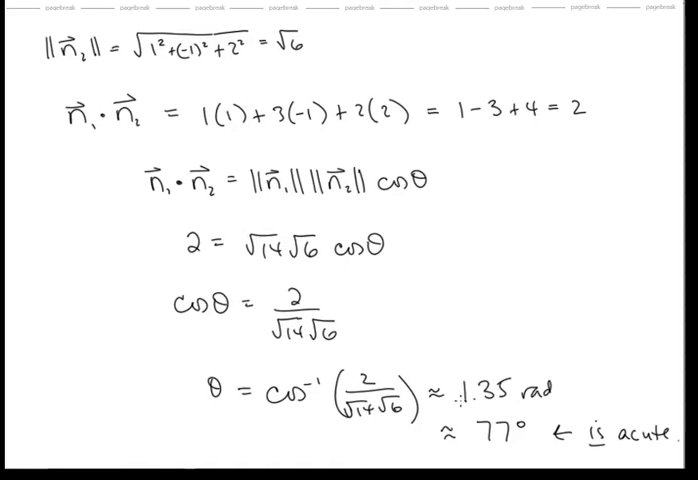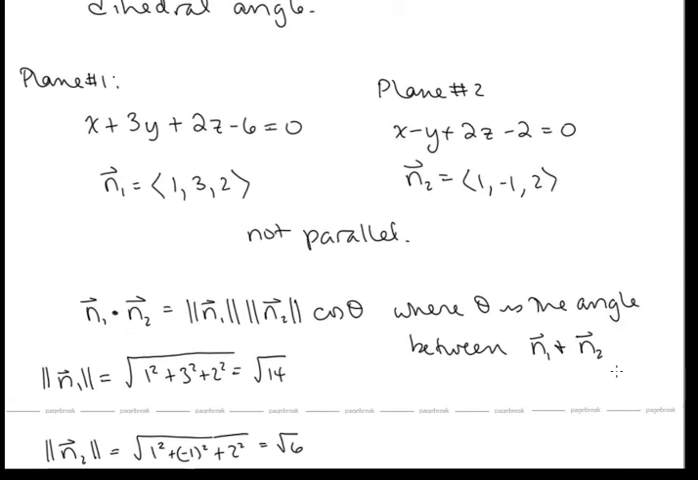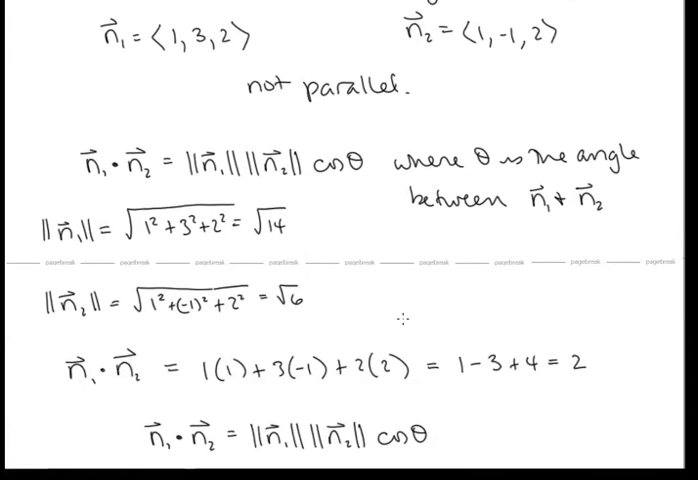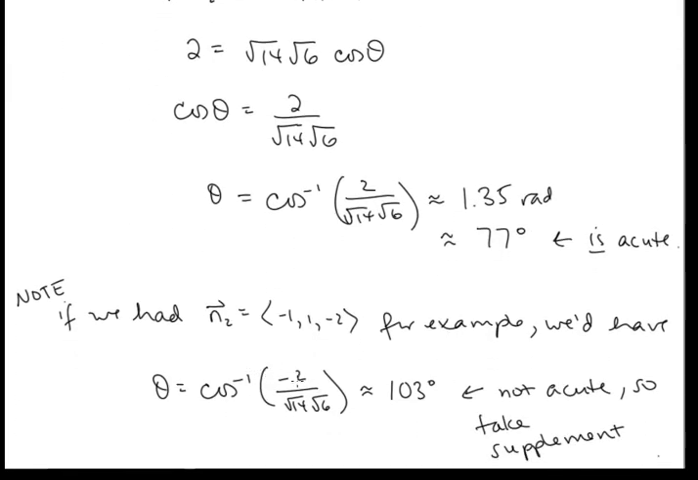Before we say that we completed the answer, we have to remember the definition of the angle between planes. It's the acute angle between the normal vectors. And notice that the 77 degrees here that we got is an acute angle. But notice if we instead had used normal vector negative 1, 1, negative 2, that's a vector parallel to this that would have also been a valid normal vector for this plane. If we had chosen that, then our dot product would have turned out to be negative 2. And in that case, we would have had to take cosine inverse of negative 2 over radical 14 times radical 6, and that would have given us 103 degrees, which is not acute. So in that case, we would want to take the supplement of this angle, 180 minus 103, 77 degrees. And that would be the angle between the planes.